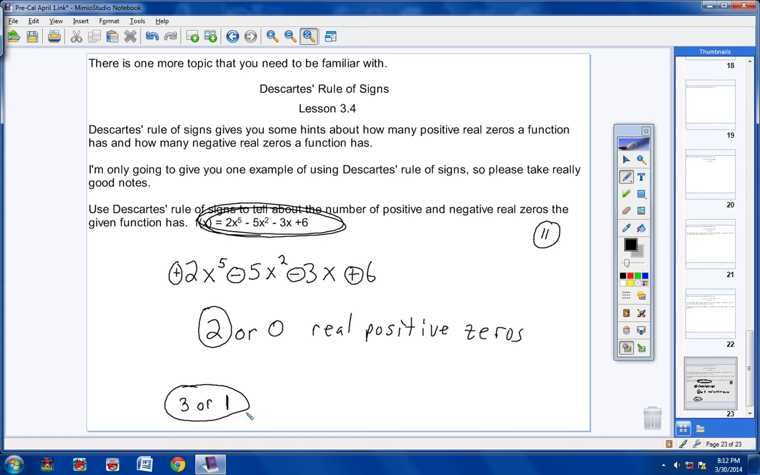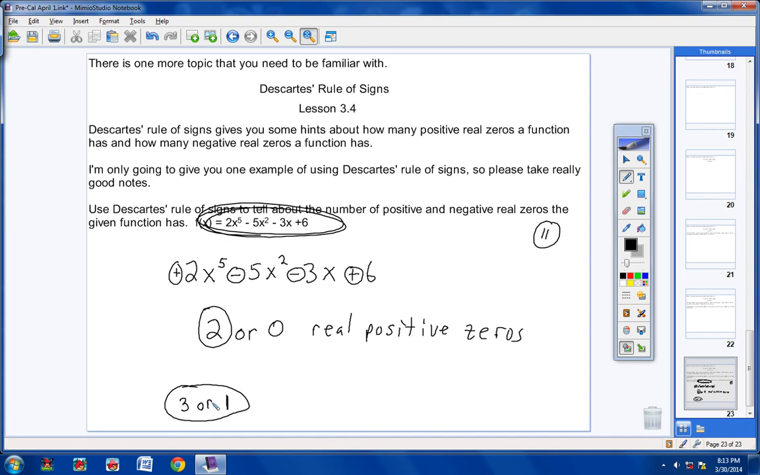So if I'm going to be using my list of possible rational zeros, I'm going to try to find that positive zero if at all possible. There might be 3, but I know there's 1 for sure. And if I find another positive zero, that's 2, then I know there has to be a third one, because if there were 3 sign changes, then you have 3 or 1 positive real zeros.